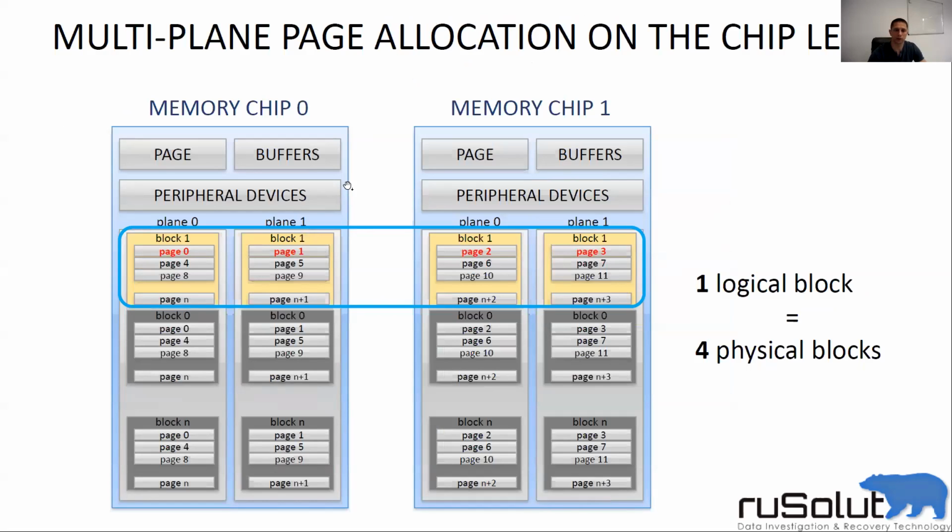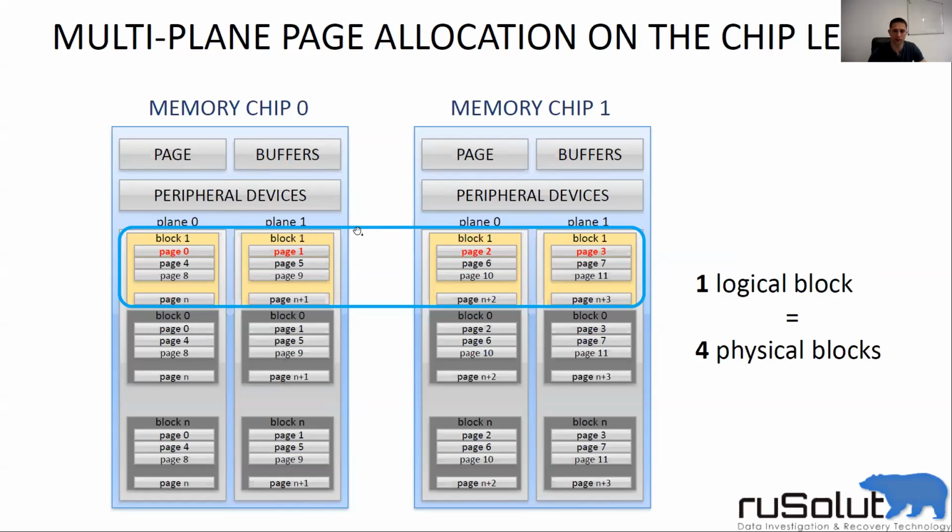Let's see what we'll get if we have 2 memory chips. Yeah, 4 planes will be faster than 2 planes. If we have 2 memory chips with 2 planes, then we will get 4 planes in total, and the controller can write data simultaneously into all planes here, 1, 2, 3, 4. And one logical block will have the size of 4 physical blocks.